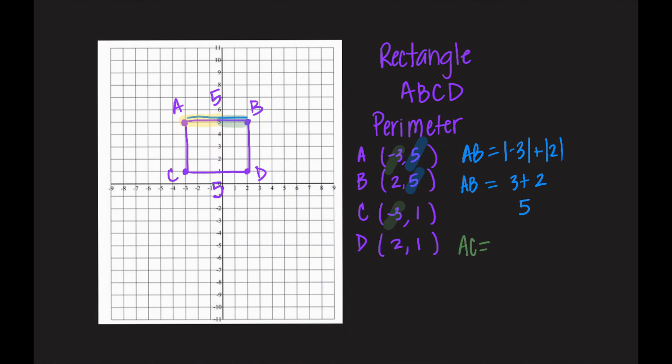Okay, so I'm going to use the absolute value of 2. Wait, what am I doing here? Sorry. A and C. I'm sorry, we're not going to use threes. Oh, Mrs. Bowman, we're going to use 5 and 1. So the absolute value of 5 and the absolute value of 1. Okay, and because these are in the same quadrant, we are going to be subtracting them.